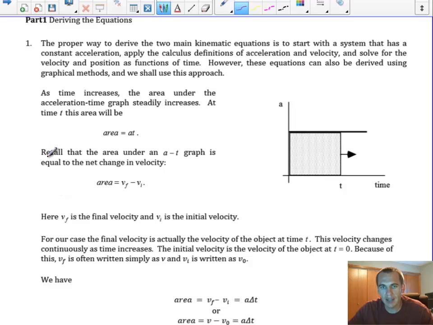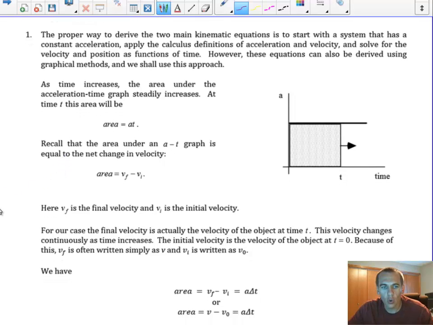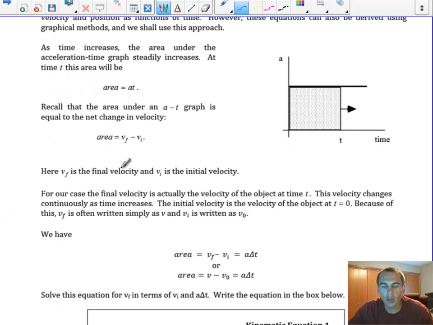Now, when you hear me say kinematic, kinematic is just the study of motion. Okay? So we're not interested in why things move yet. We're just interested that they're moving. We want to be able to predict where they are at a certain point in time, or how far they've gone, or how fast they're going. Okay, so we're going to start with the case of constant acceleration.